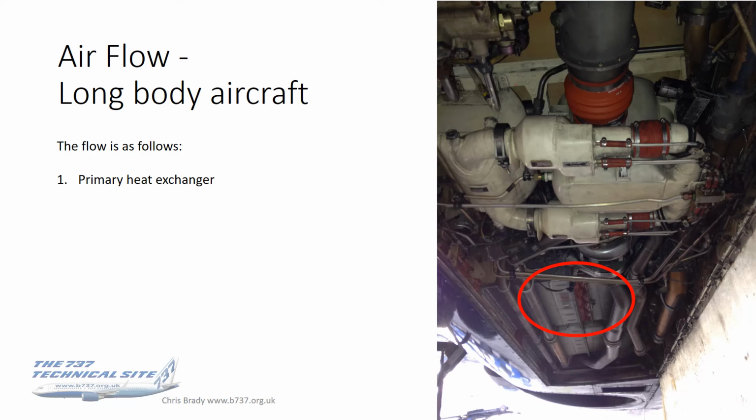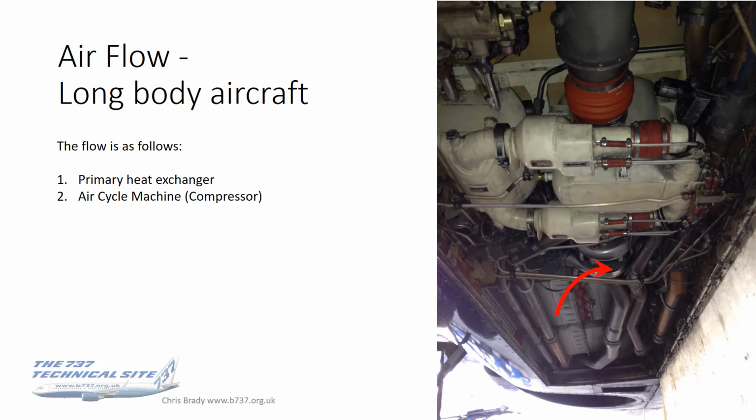The air conditioning flow starts, well, obviously it starts at the pack valve, but after the pack valve, the first place it goes is to the primary heat exchanger, which is marked with that circle. From there, it goes up to the air cycle machine, particularly the compressor stage of the air cycle machine.